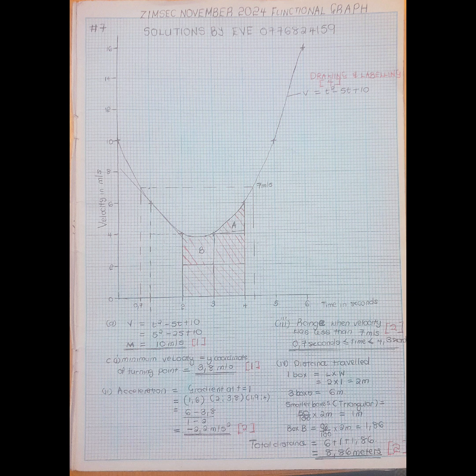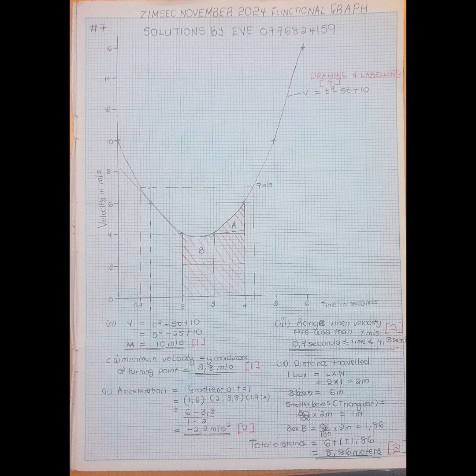And then next part, range of values of t when velocity was less than 7 meters per second. So what you need to do is that you move on to your graph, you draw a broken line that is in line with 7 meters per second, right? And then you draw the vertical lines that are going to touch the horizontal axis. You look for the values that are aligning with those vertical lines. So it means that the range is going to be 0.7 seconds to 4.3 seconds.